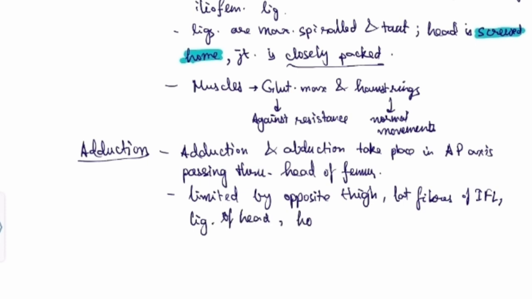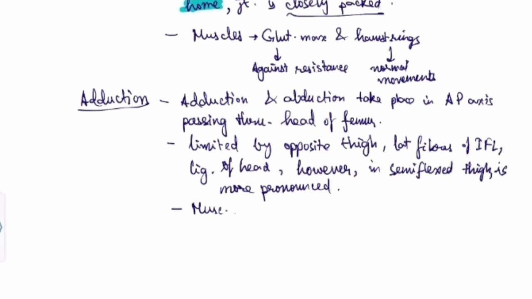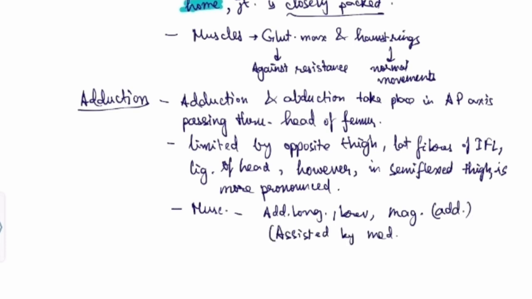However, in a semi-flexed thigh, this movement is more pronounced. What are the muscles? Adductor longus, adductor brevis, and the adductor fibers of adductor magnus, assisted by the medial fibers of pectineus and gracilis. Done.